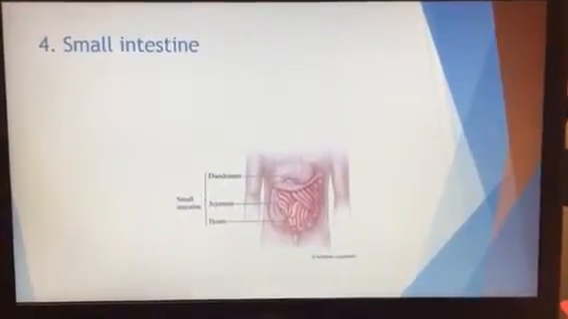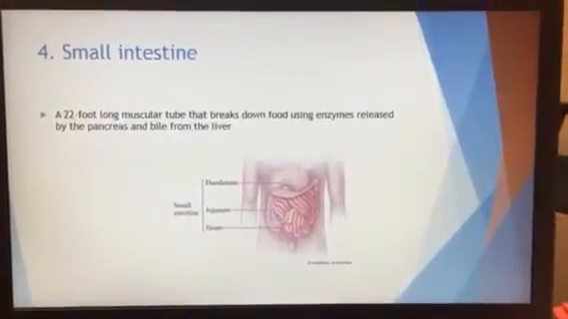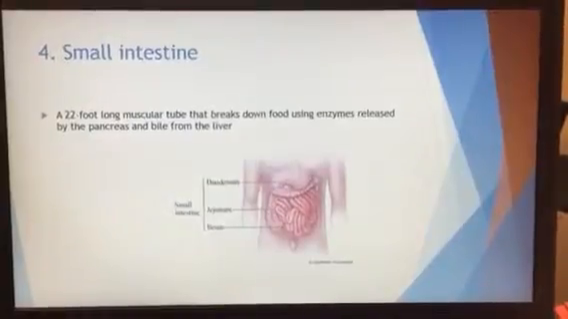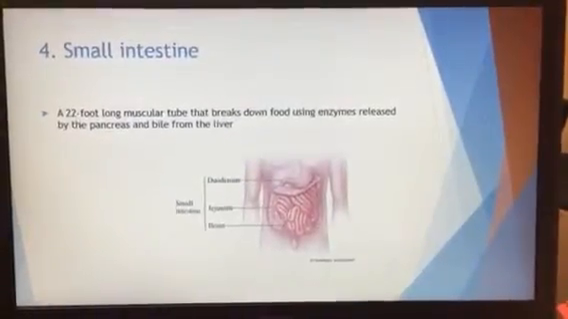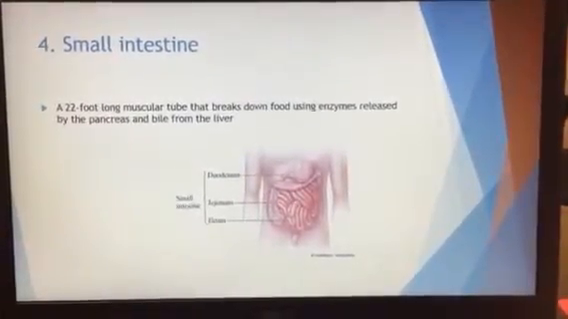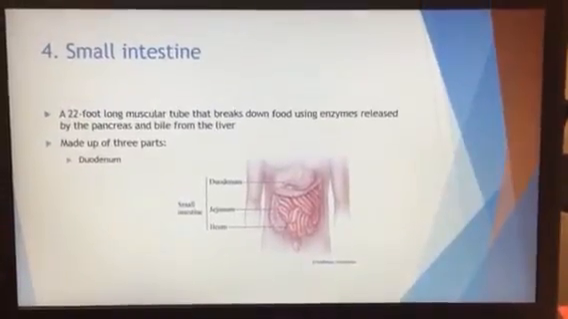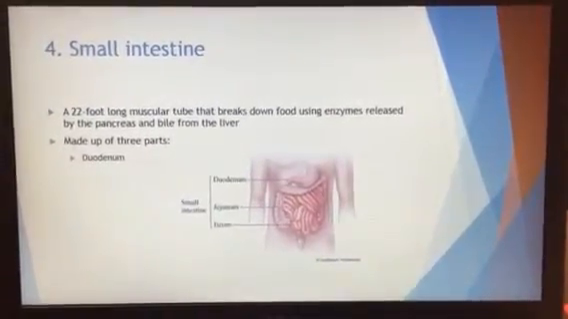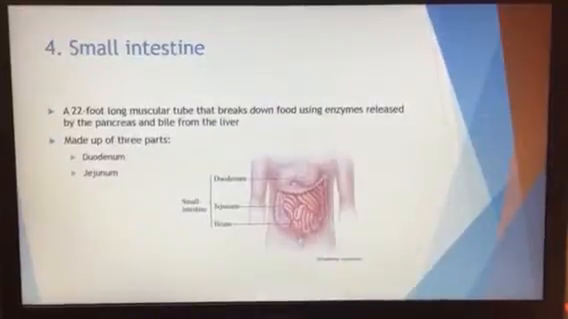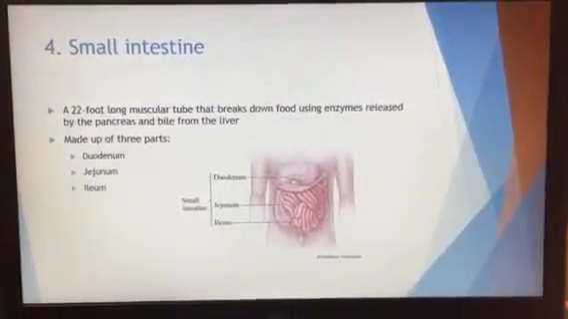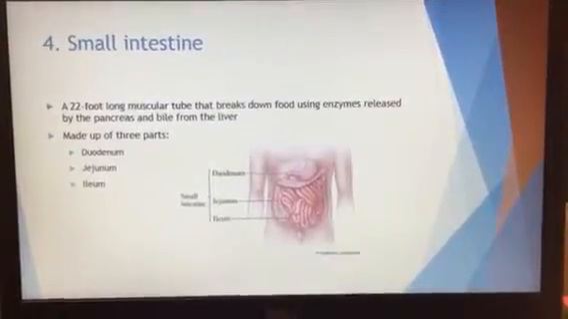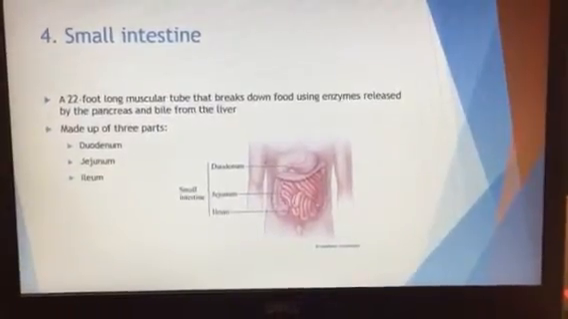So onto the small intestine. It's a 22-foot long muscular tube that breaks down food using enzymes released by the pancreas and bile from the liver. It's made up of three parts: the duodenum, the jejunum, and the ileum. And here's a picture of the three parts that make up the small intestine.